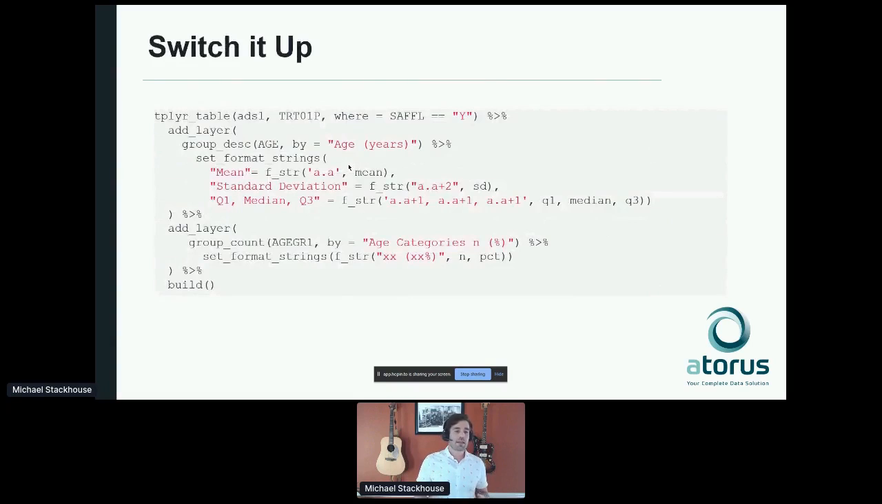But let's take things a step further, and this is going to be just a modification of the summary that we just performed. So if I want to modify the descriptive statistics, I'm going to use the set format strings function. On the left, where you see mean, standard deviation, Q1, median, Q3, those are setting the row label however I want to see that. And then the fstring calls allow you to configure how you want to see the data presented.